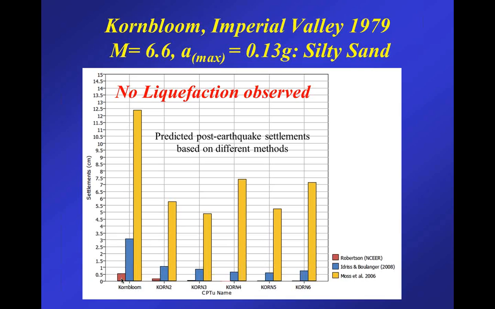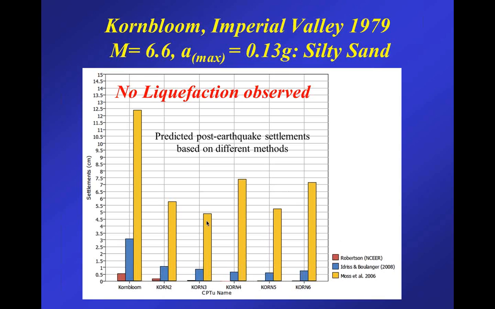Compare the methods. The Robertson and Wright method that NCR recommended essentially said there would be no liquefaction, less than half a centimeter, so barely noticeable. The Idriss and Boulanger method shows higher, on average a little bit less than 1 centimeter, and then the Moss et al. method gives a much higher value, where no liquefaction was observed. So you can see my method falls between the other two.